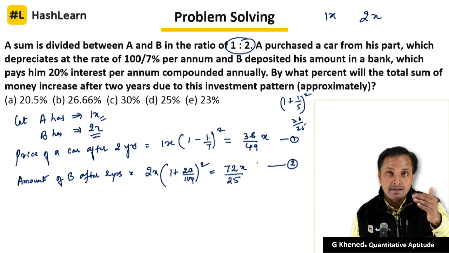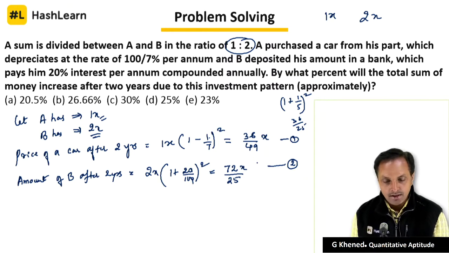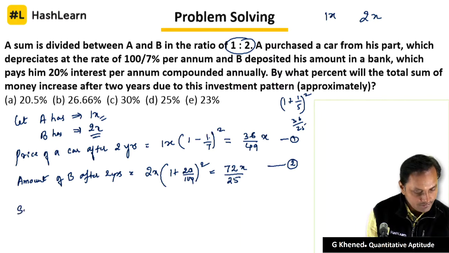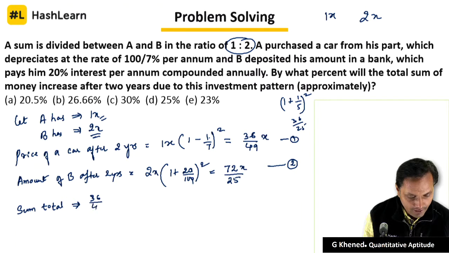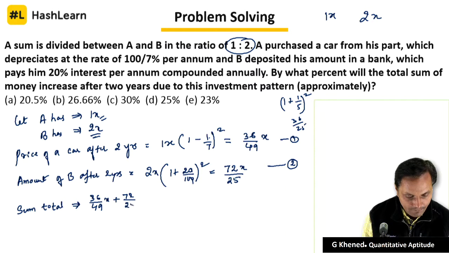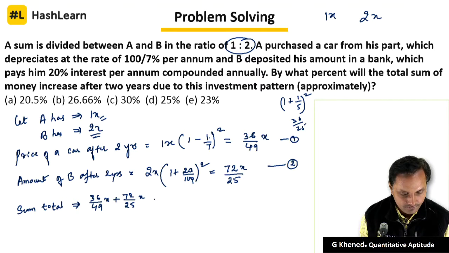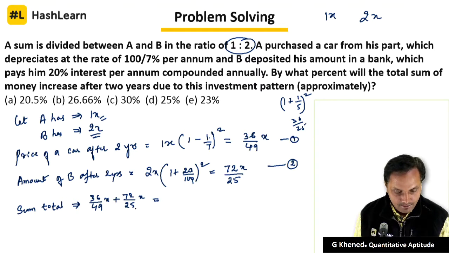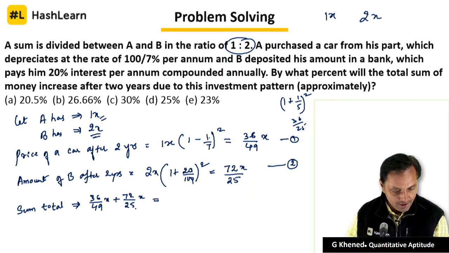So here A is depreciating whereas B is appreciating. So what is the sum after 2 years? Sum total, this plus this. So 36 by 49 x plus 72 by 25 x, what will that give you? You need to do the simplification. So let me do the simplification here.